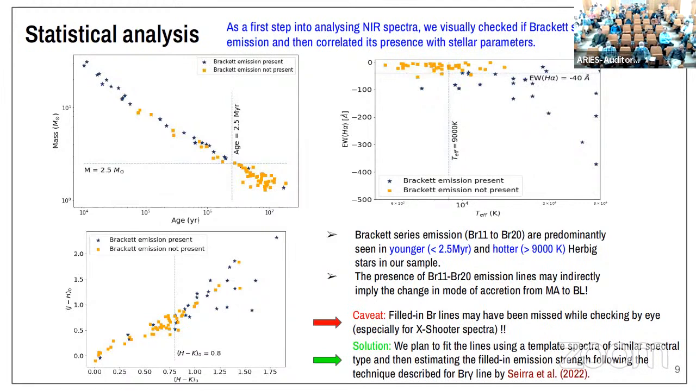So one of the things that we missed earlier is the filled-in Brackett emission that can come from the photospheric spectra. We are tackling that by using a model spectra to fit the Brackett lines and then see if there is any filled-in component present for the Brackett emission, which will change these plots. This is the general idea. So there is some kind of trend with these stellar parameters.